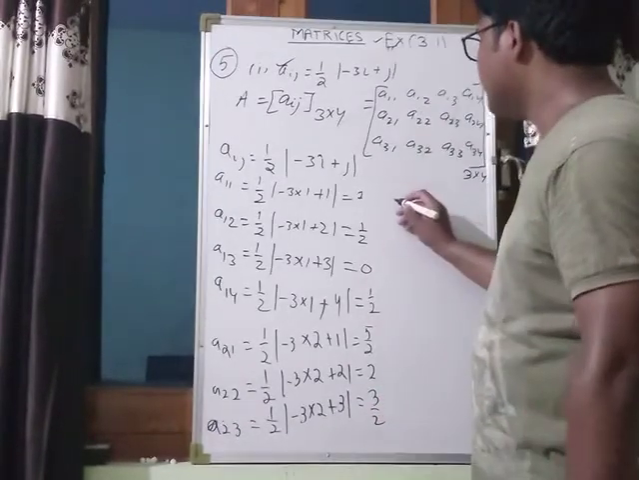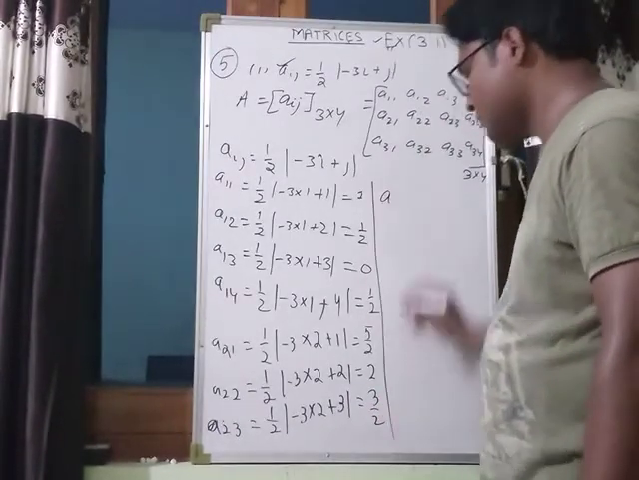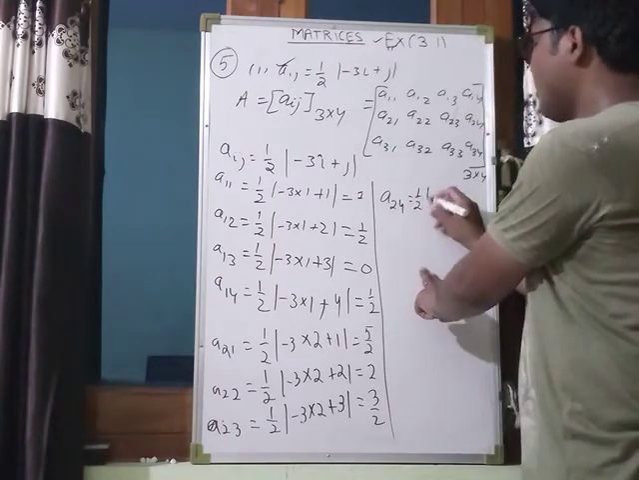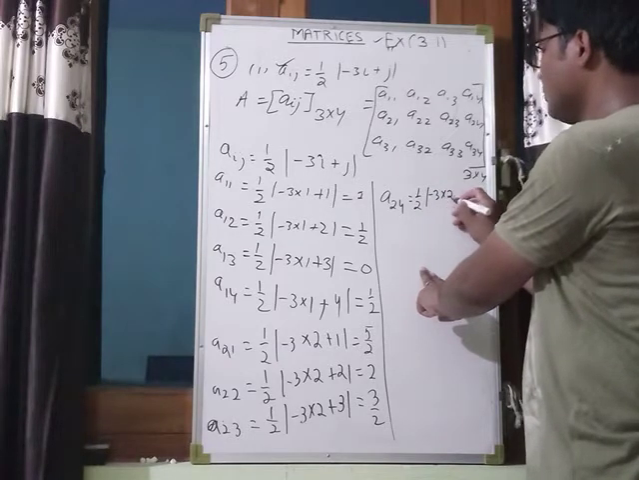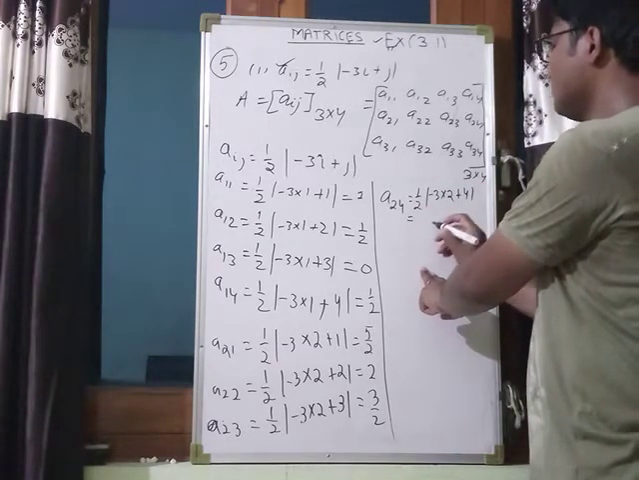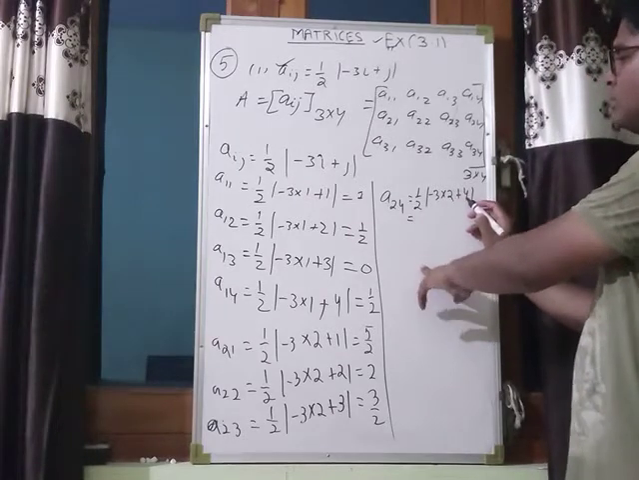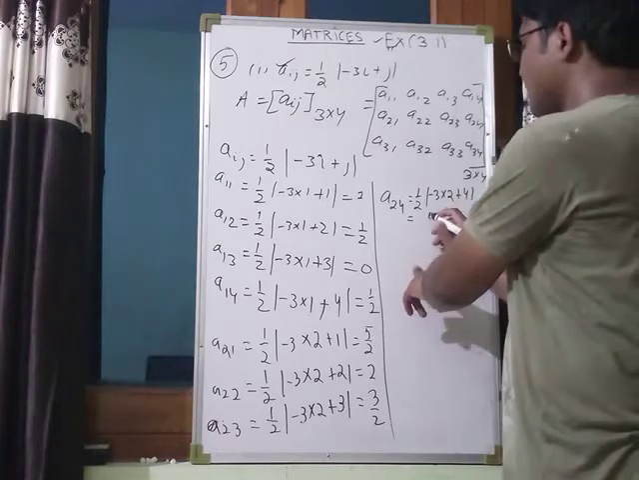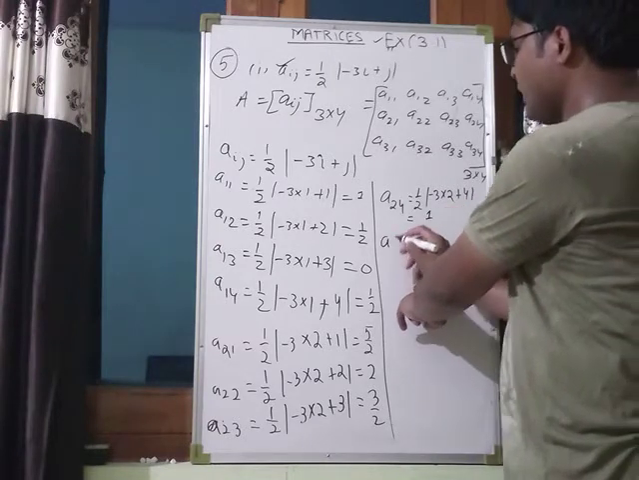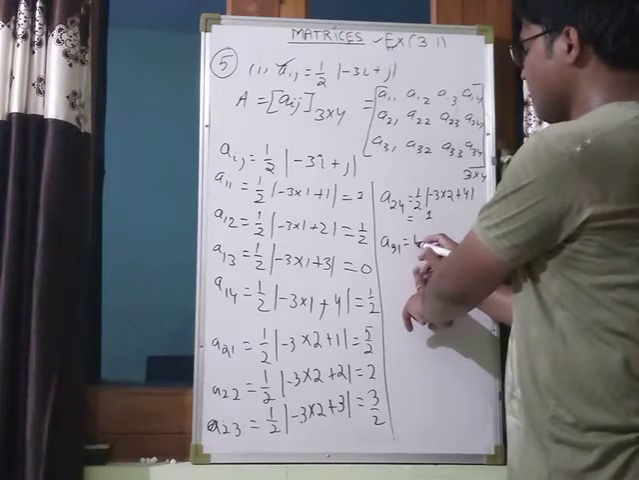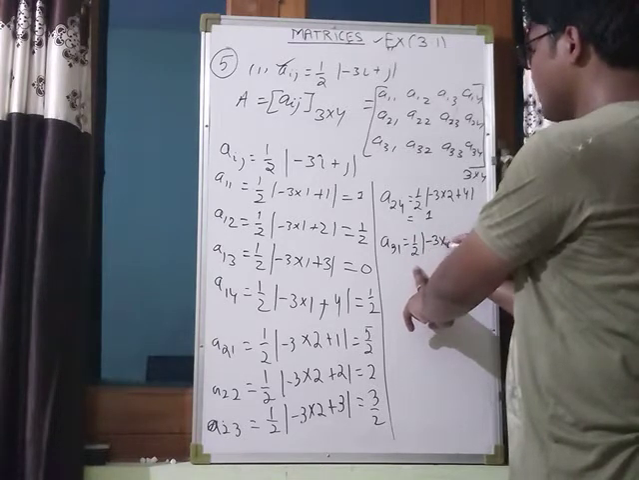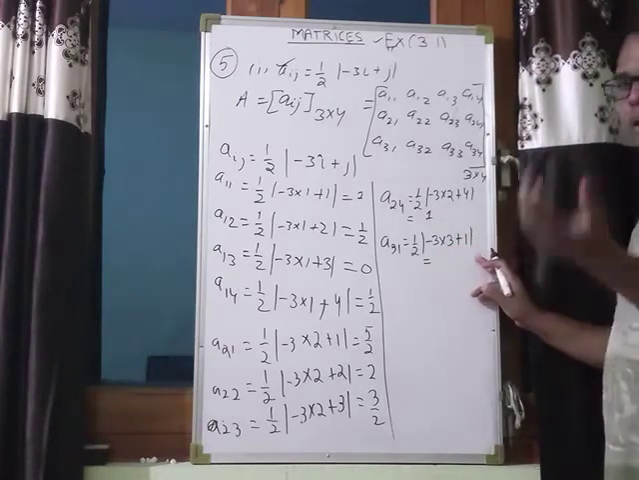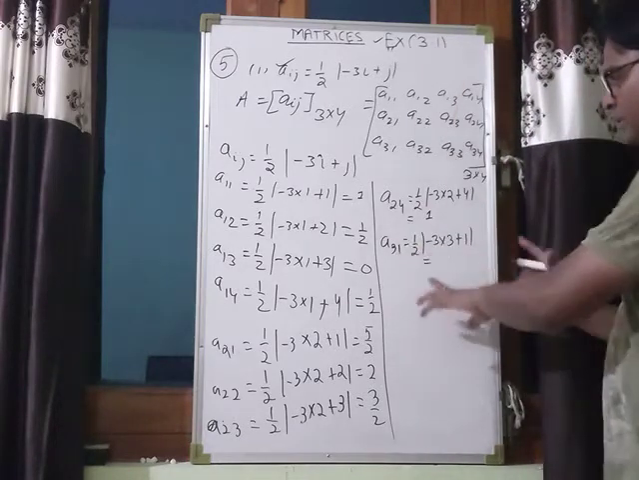Okay, now A24 is 1 by 2 mod of minus 3 into 2 plus 4, that is minus 6 plus 4, which is minus 2. Mod minus 2 is plus 2 by 2, that is 1. After that, A31 is 1 by 2 mod of minus 3 into 3 plus 1, that is minus 9 plus 1, minus 8. Mod minus 8 is plus 8, 8 divided by 2 is 4.